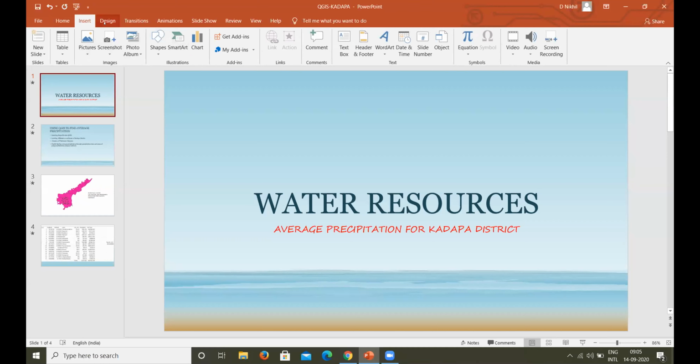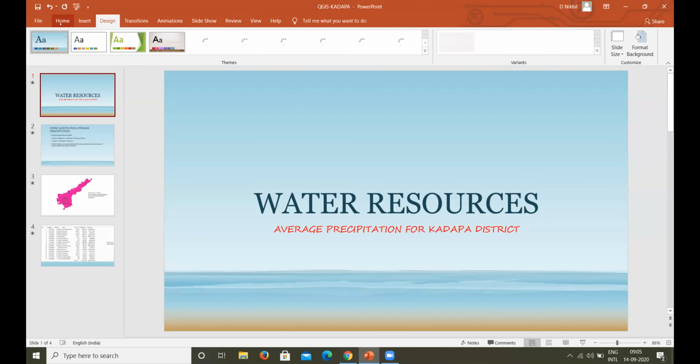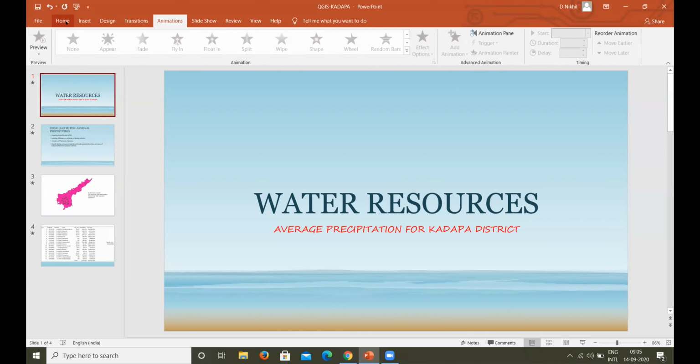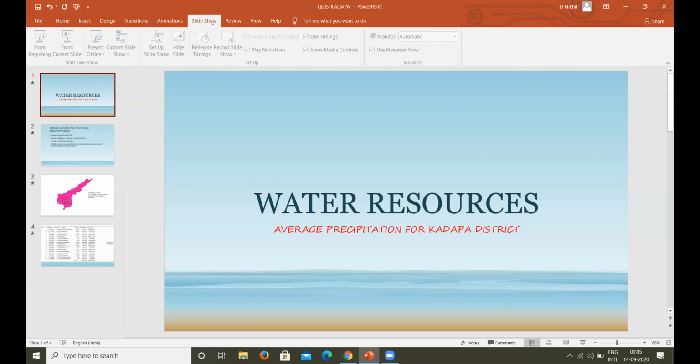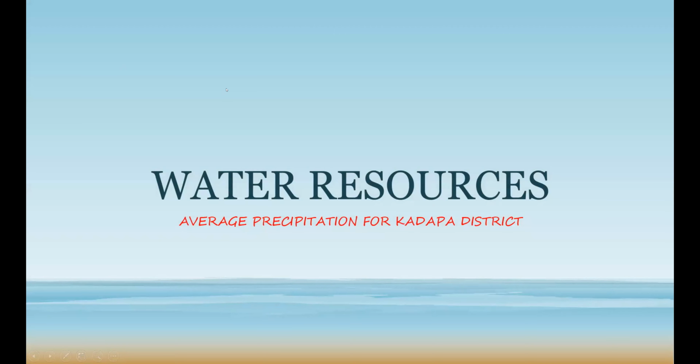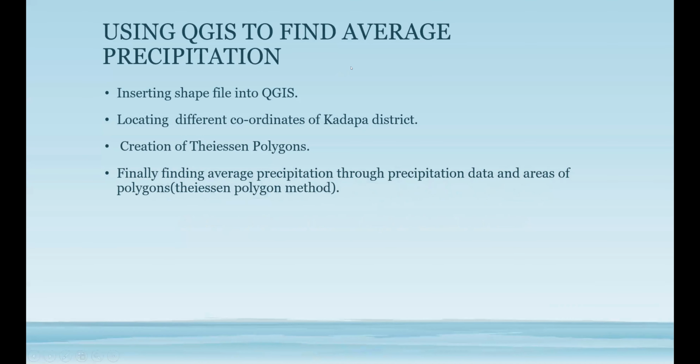Slideshow. Go to slideshow. Okay, from beginning. So then you can use your mouse pointer to go to the next slide. Using QGIS to find average. You need to talk. Are you unmuted? Okay, so is there some trouble with your microphone? I thought I heard you.